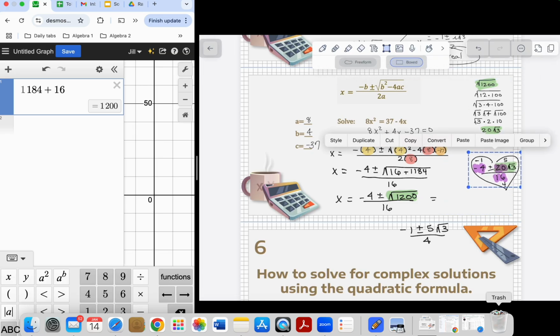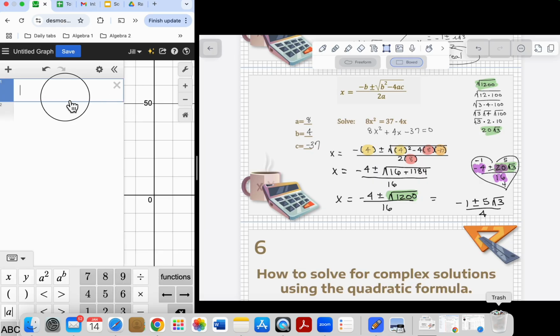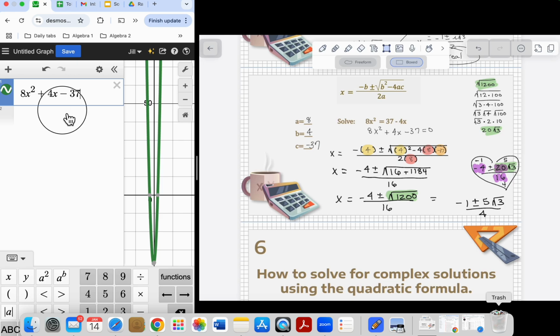Graphically, so that you can see that your algebraic solution matches up with your graphical solution. So I'm just going to go ahead and graph this quadratic, 8x squared plus 4x minus 37, and then I'm going to compare the two x-intercepts with the two simplified answers to make sure that I'm correct. You can do this with real solutions, with rational solutions. You cannot do this with imaginary solutions because you can't see the imaginary or non-real solutions.